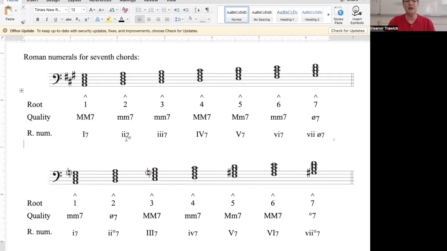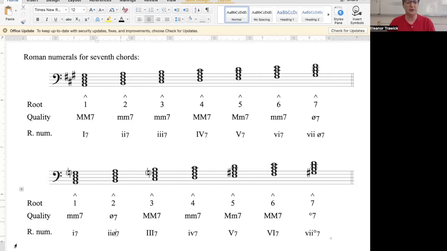The minor minor seventh chords are all shown with lowercase Roman numerals and the subscript 7. And the half diminished seventh chord built on scale degree 7 is shown with that circle with a line through it next to the 7, so that we would say that this is a 7 half diminished seventh chord.